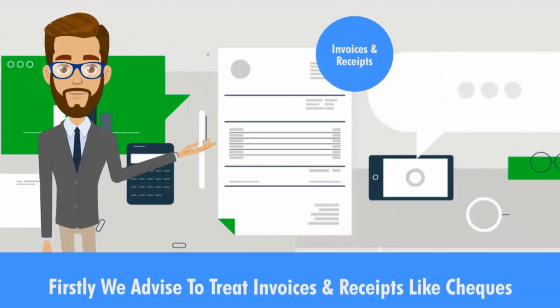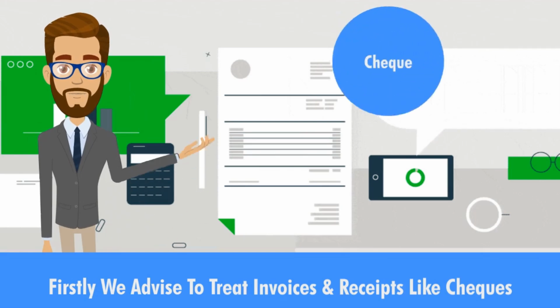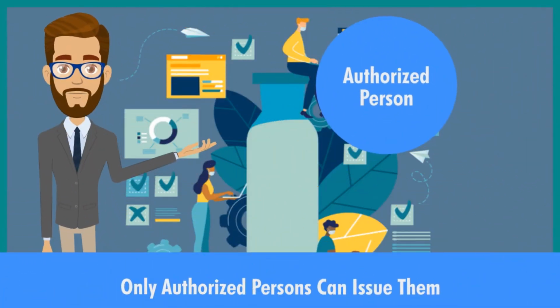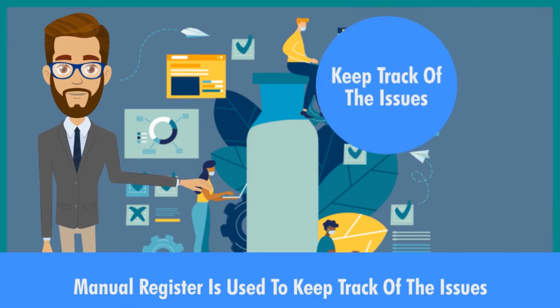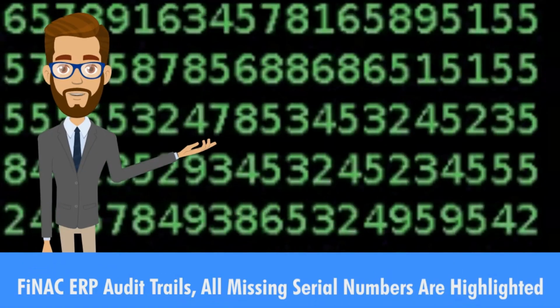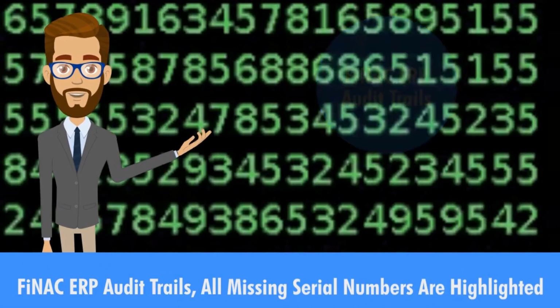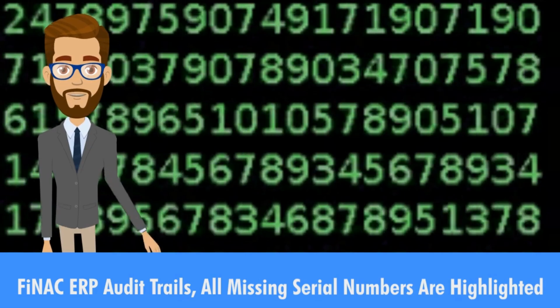Firstly, we advise you to treat invoices and receipts like checks. Only authorized persons can issue them and a manual register is used to keep track of the issues. Next is through FiNAC ERP audit trails. All missing serial numbers are highlighted.